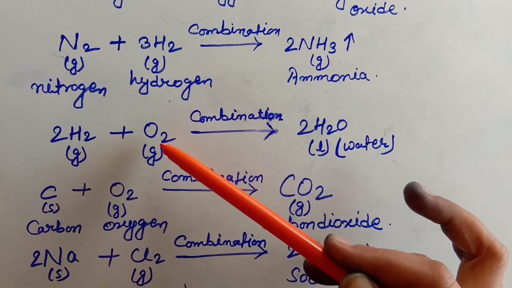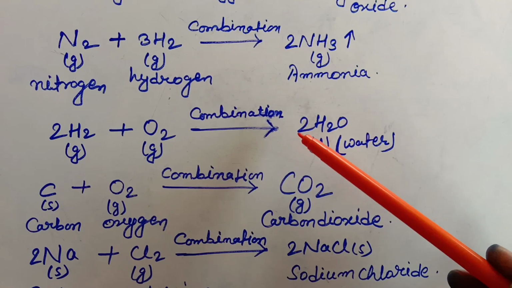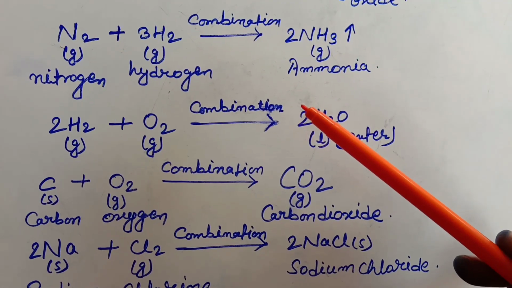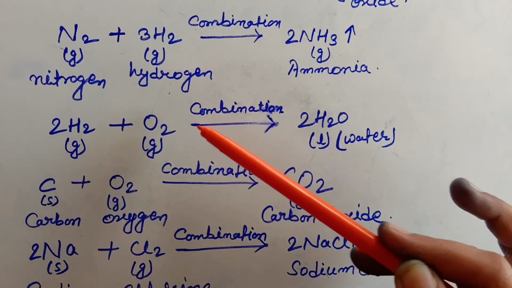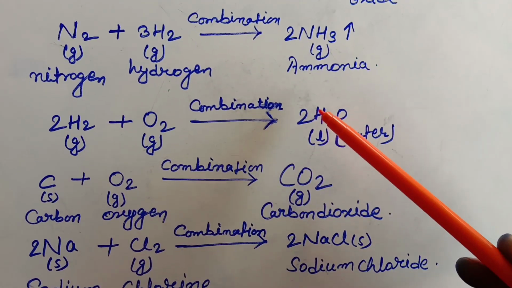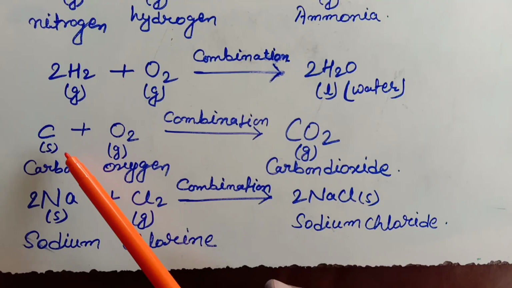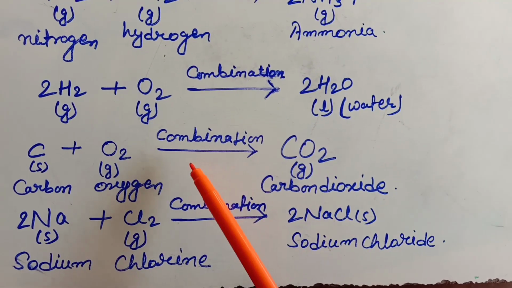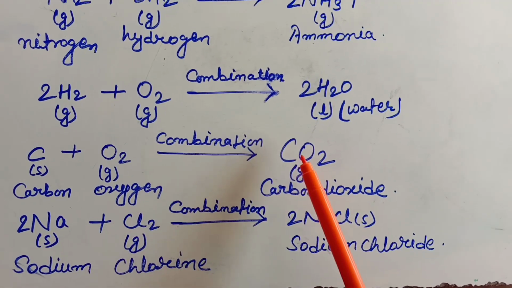Now the next example is a very common example, almost all the time we use it. Hydrogen bonds with oxygen to form a water molecule. This is also a kind of combination reaction, and we have already read it earlier. It is also an example of change of state. Now the next one is carbon bonding with oxygen to form carbon dioxide gas. So this is also a type of combination reaction only.